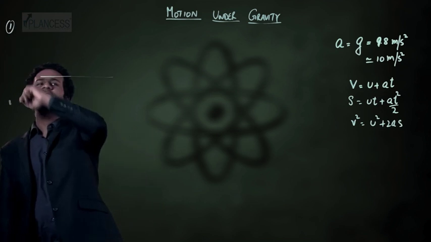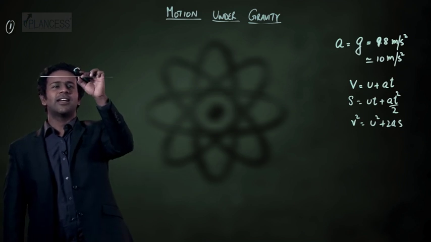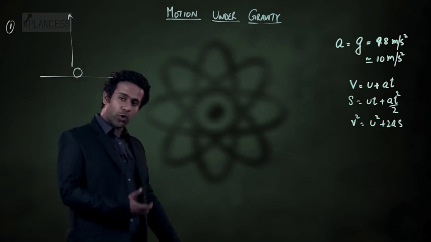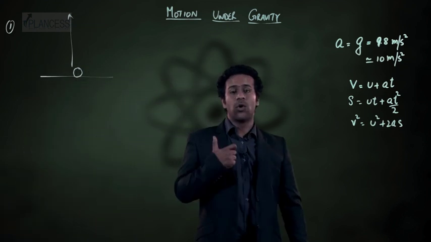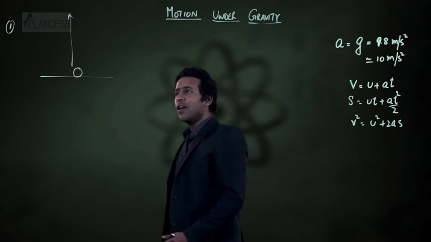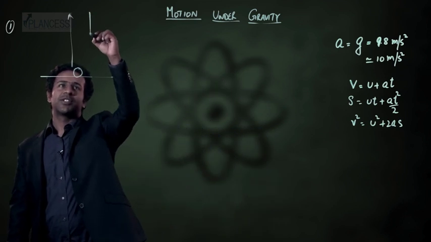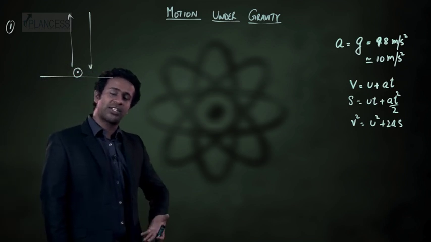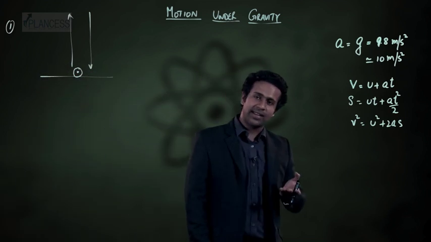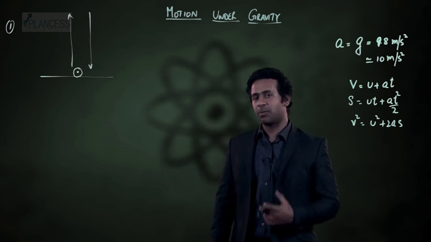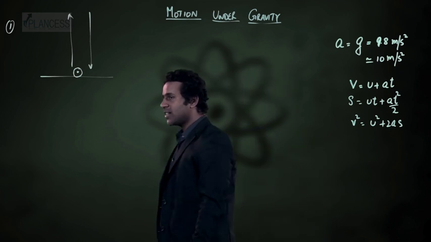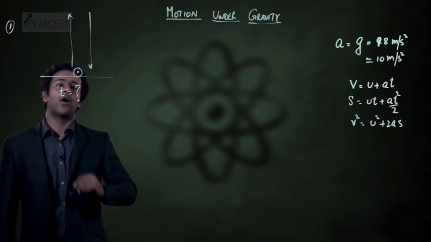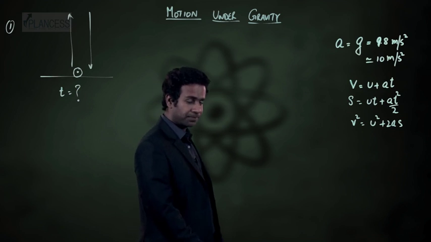So the first case, we see that an object is thrown upwards. If you throw something upwards, you know it goes up to a certain height and then falls back to its original position. So this is the point from where the ball starts, goes to a certain height and then falls back to its original position. We are interested in finding out the time taken by this ball to fall back to its original position.